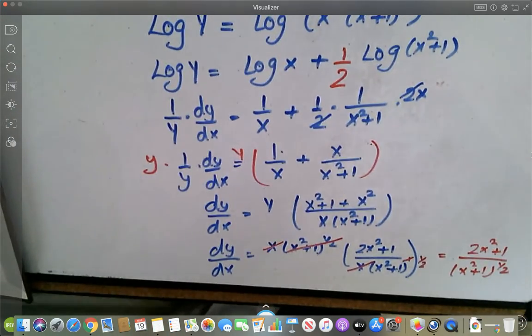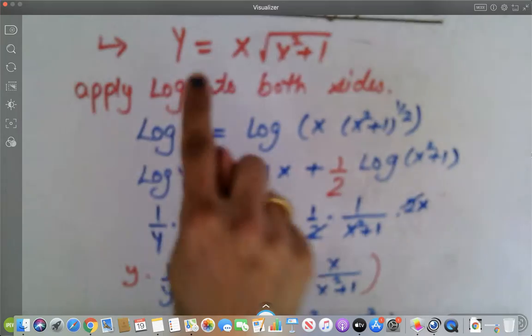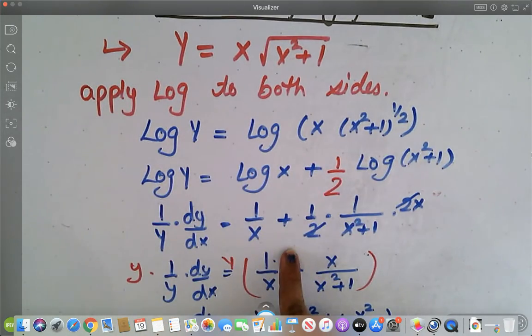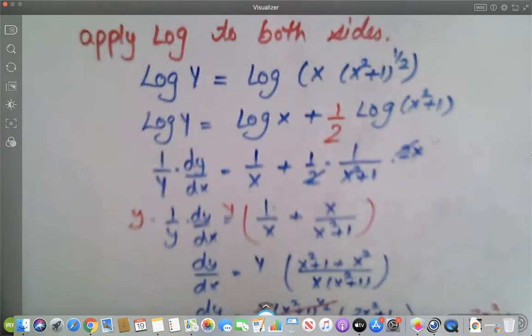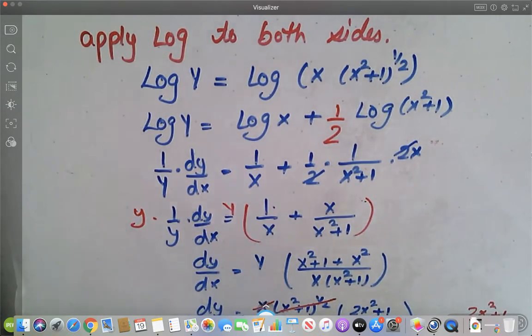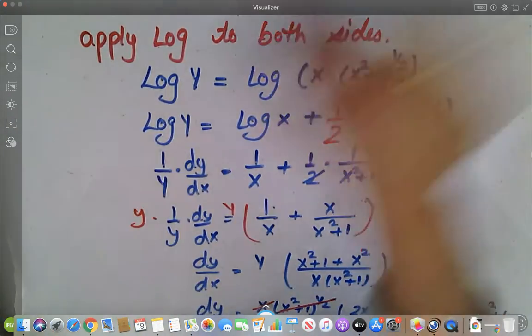So what I did, originally it wasn't a log function. I applied log to both sides. Once I did it, I just take the normal derivative and then I just did the normal process after that. And don't forget at the end, you just have to multiply by y, which is the original equation. So let me show you one more example on this and that's all for today.